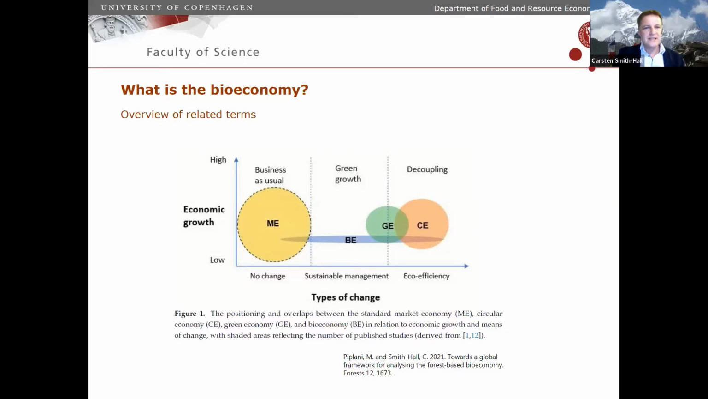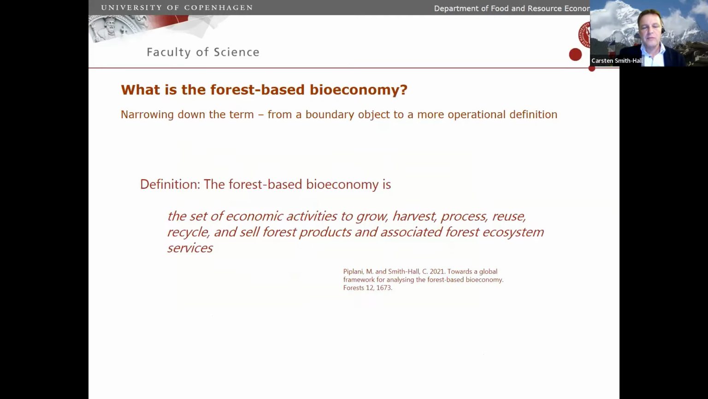So in that sense, it's quite a fluffy concept. Sometimes people talking about a circular economy may be talking about the exact same thing as someone talking about the bioeconomy, but they might also be talking about completely different things, depending on how they approach the concept of the bioeconomy. So we have been thinking about that. This is from a recent paper by Piplani and myself, and we've been trying to operationalize these concepts so they become more accessible to us.